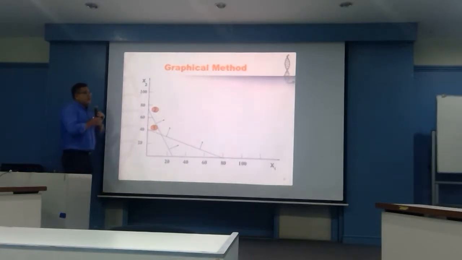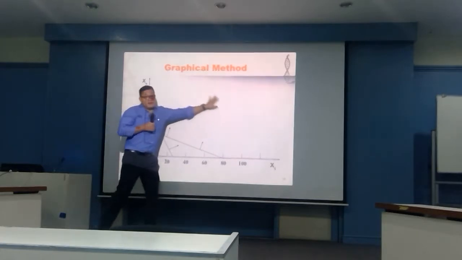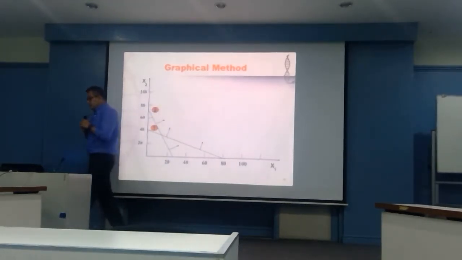In this case, the intersection area that we refer to as the feasible area should be this area, right? So then we shade this one. This is our feasible area.